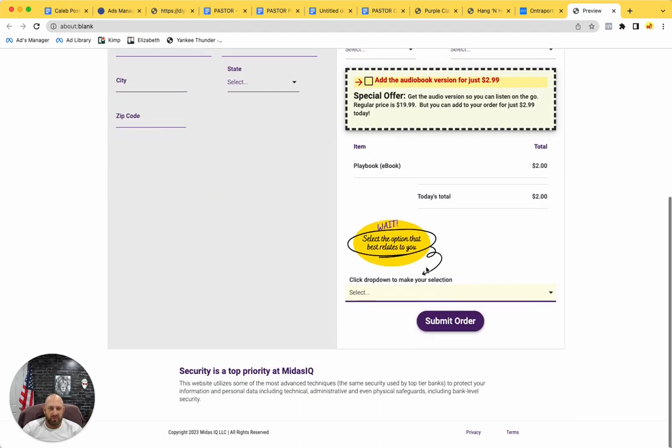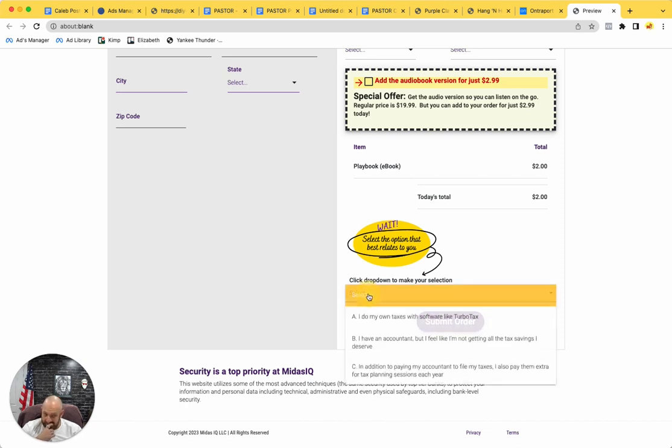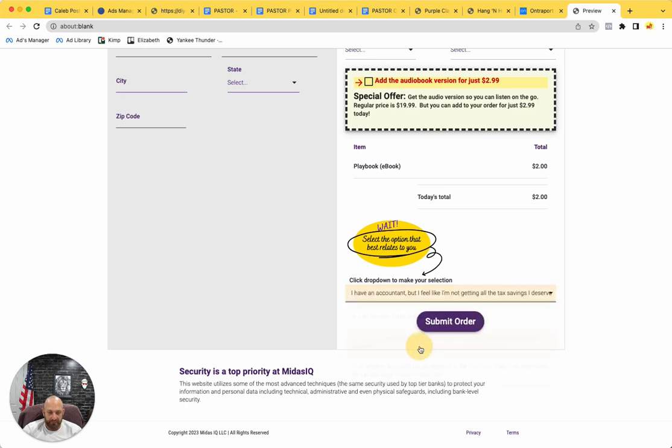And in the process of ordering the book, which is like a front-end lead magnet, they have to pick which one best relates to you. A: I do my own taxes with software like TurboTax. B: I have an accountant, but I feel like I'm not getting all the tax savings I deserve. Or C: in addition to paying my accountant to file my taxes, I also pay them extra for tax planning sessions each year. You're going to fall in one of those categories, just based on our research. There's very few people who have an accountant and feel like they're getting what they deserve. So we ask them which one of these in the order form.